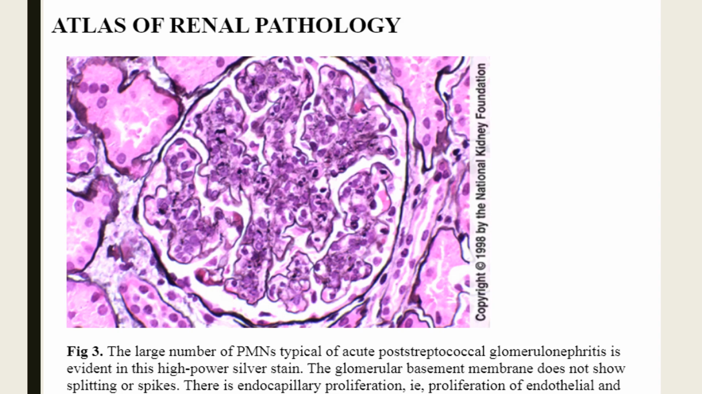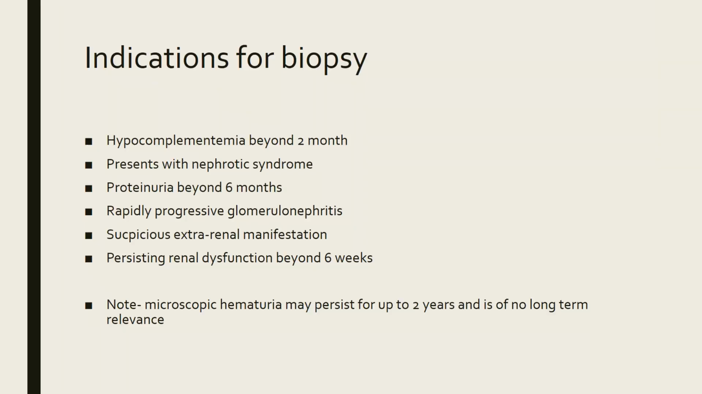So this is what is known as endocapillary proliferation. This is a feature of post-strep glomerulonephritis for those patients who are unfortunate enough to need a renal biopsy. So why would somebody need a renal biopsy?